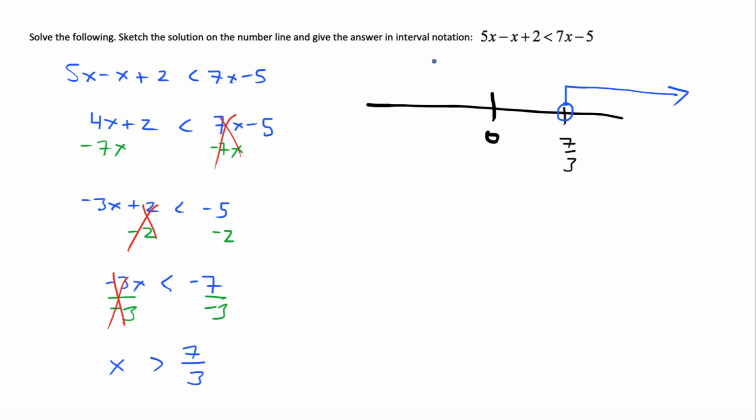And finally, in interval notation, the interval is a range of numbers. It tells us the smallest number in the interval and the largest number. Well, we can see by what we drew on the number line, the smallest number in this interval is 7/3. We should put a parenthesis on that because it's an open circle. And the largest number is infinity. So then in interval notation, this should be our final answer.